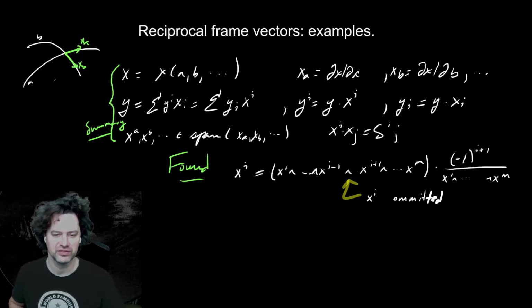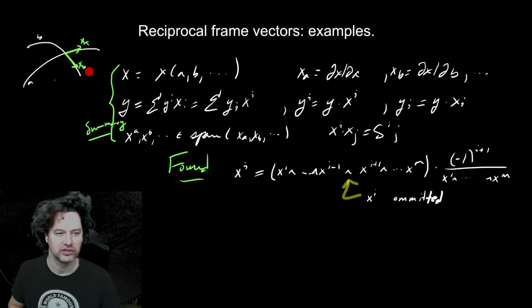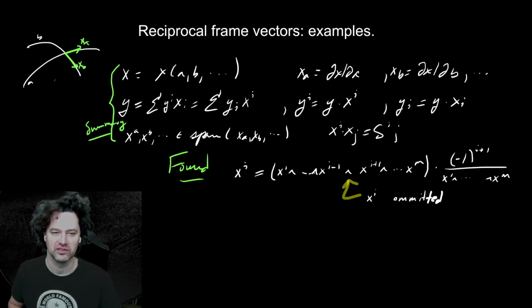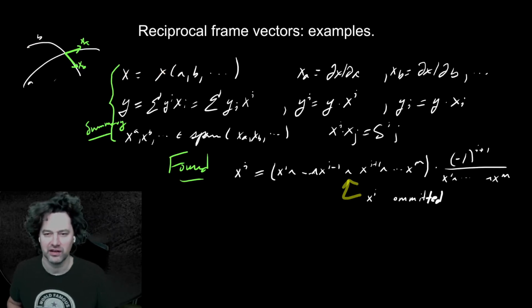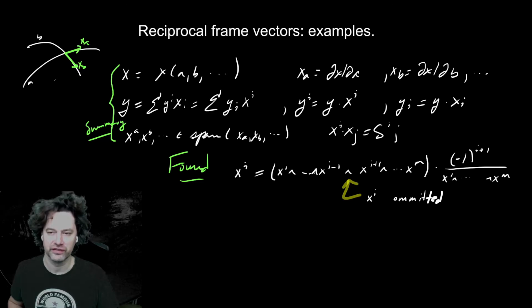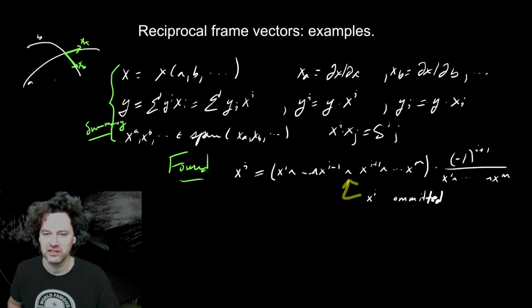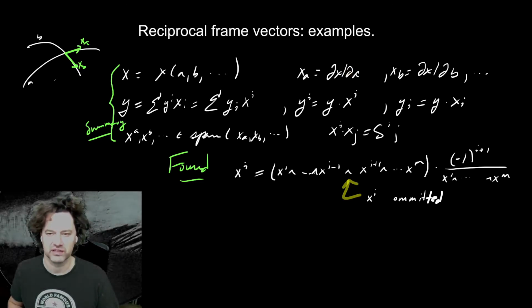This is another video in our series on reciprocal frame vectors. We've been talking about curvilinear coordinates and reciprocal frame vectors. Just a reminder: suppose we have a surface with two parameters, so x is x of a, b. Then we define our curvilinear vectors on that surface as the differentials of our position vector x with respect to the parameters a and b.